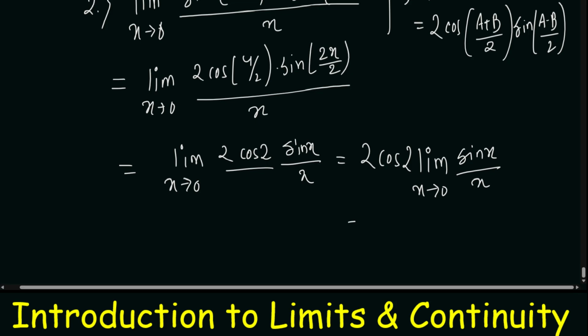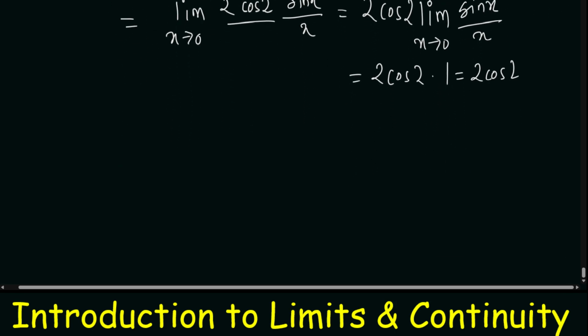Okay, so this would give you 2 cos 2 into 1, because this is the standard limit, and the answer should be simply 2 cos 2. Now let's do another example.